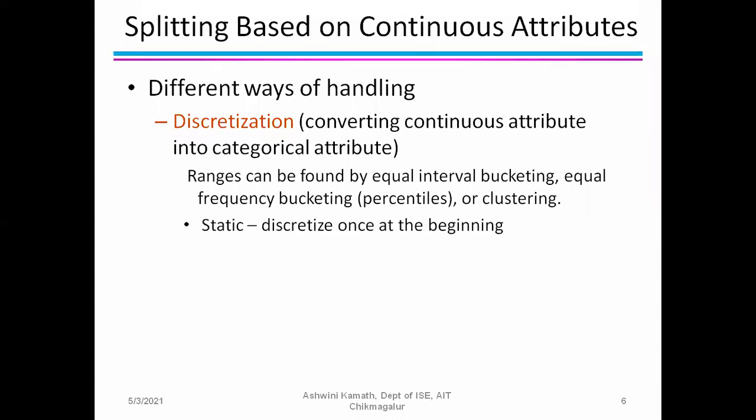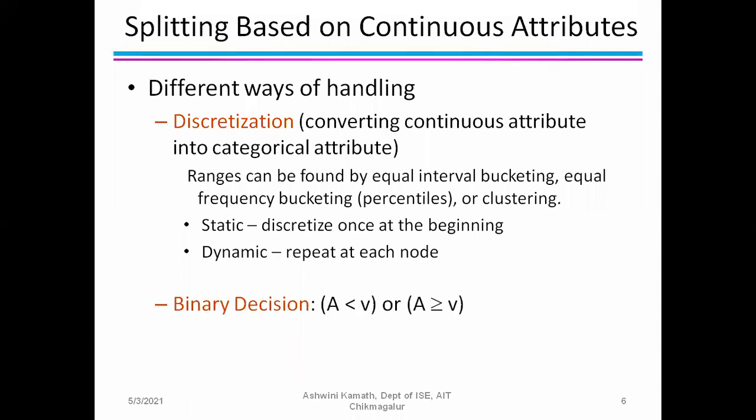Then static. Static means discretize once at the beginning, or dynamic, which means repeat the division with discretization at each node. That is dynamic. Then binary decision. Binary decision means A less than value B, or A greater than or equal to value B. That is binary decision. We have also discussed this in the last slide with an example, right?